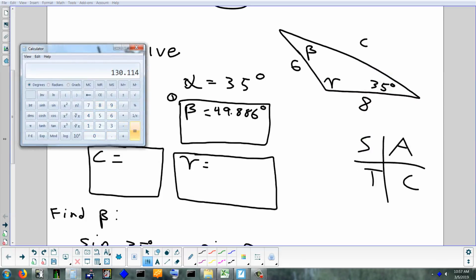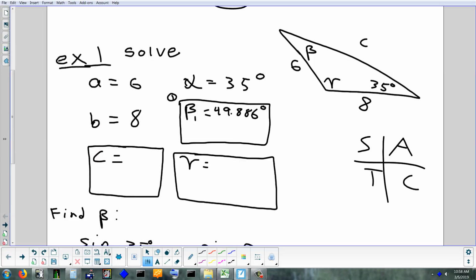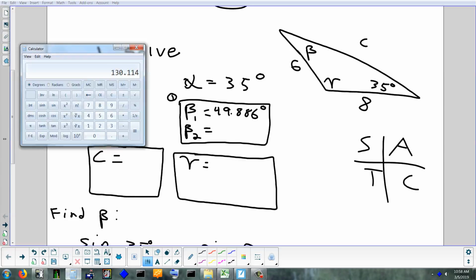130.114. Now we have to ask if that angle would fit with the one we were given. Does it fit? It does. 130 plus 35 is only 165. So the second answer does work. If the second answer had come out to like 170, and you added it to what was given, it would have been too big. So now we have two answers for beta. What I'm going to do is call them beta 1 and beta 2.